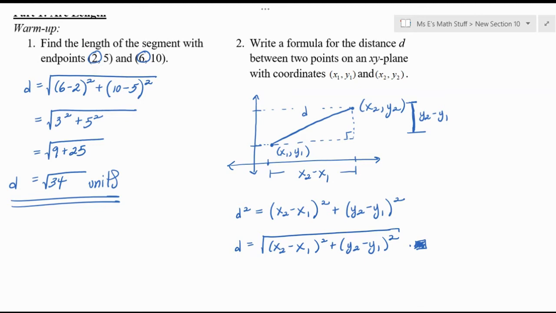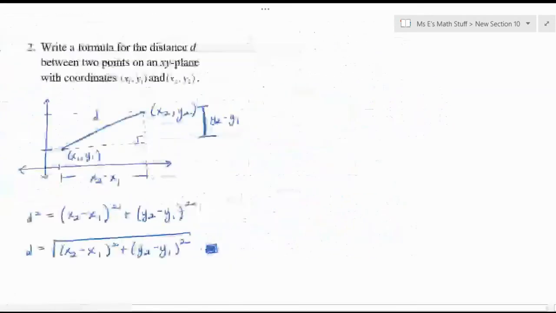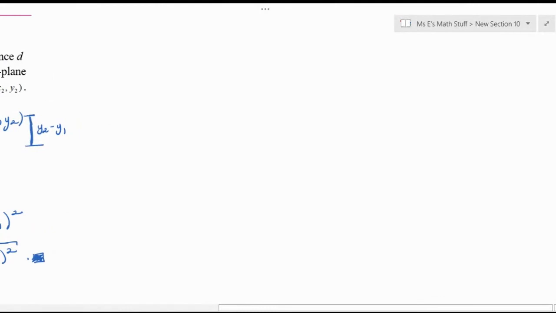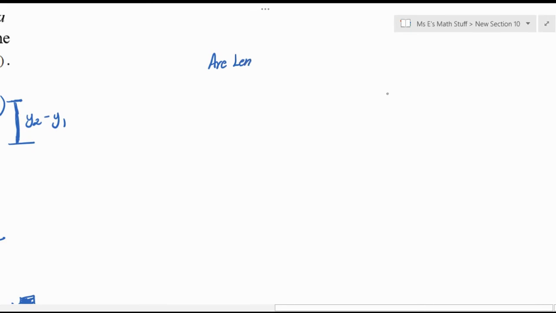Okay, and why do you need to be comfortable with that distance formula? Well, let's talk about the concept of the day. Okay, so here's the concept of the day. We're going to talk about arc length of a smooth curve in an XY plane.